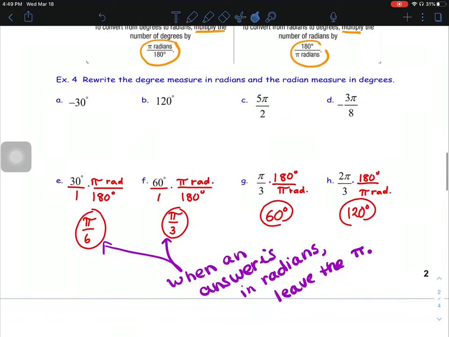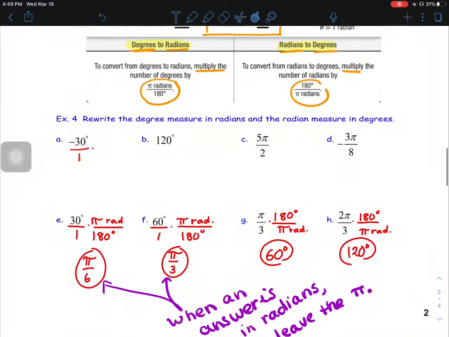I have a few of these worked out already for you, but here's how this is going to look. Here we're starting out with negative 30 degrees, and we want to convert this into radians. So I'm going to make this look like a fraction. I see up here that according to the formula, if I am in degrees and I want to go to radians, I should be multiplying by pi over 180.